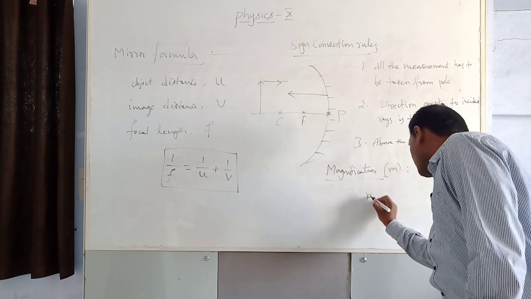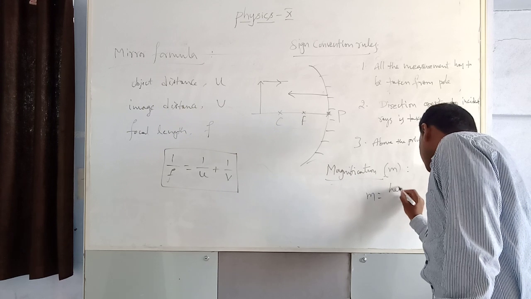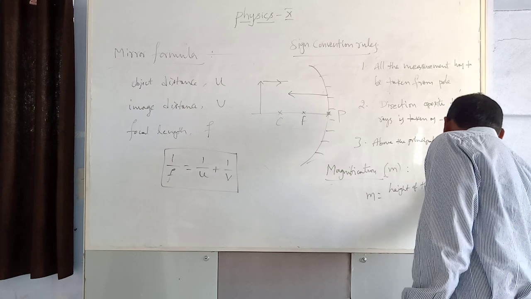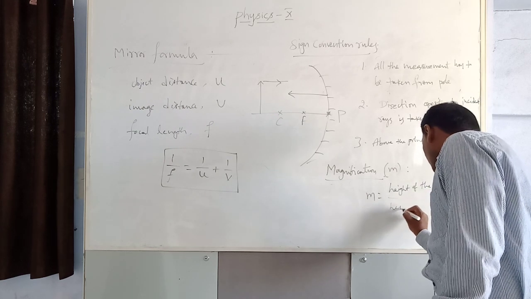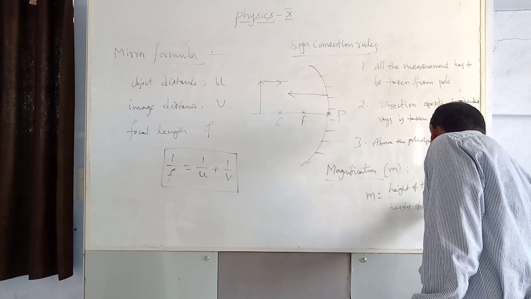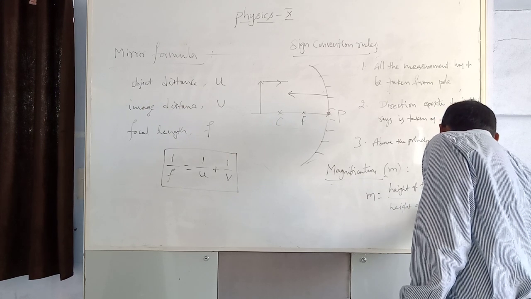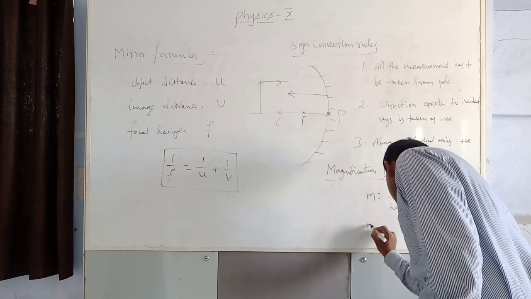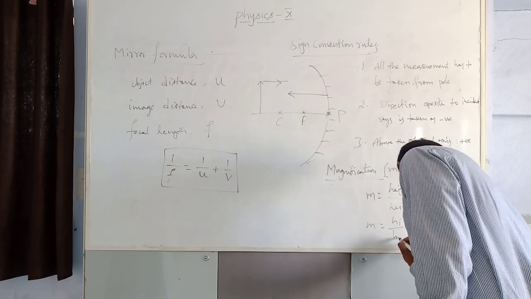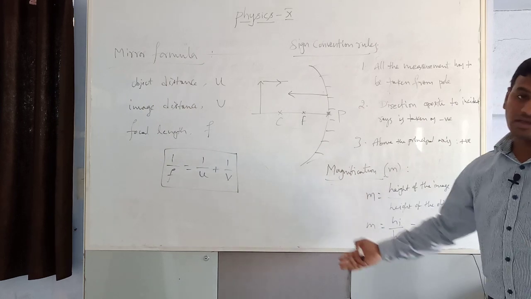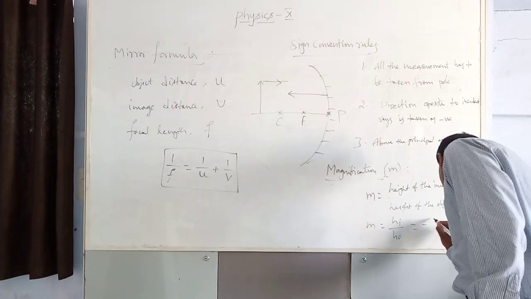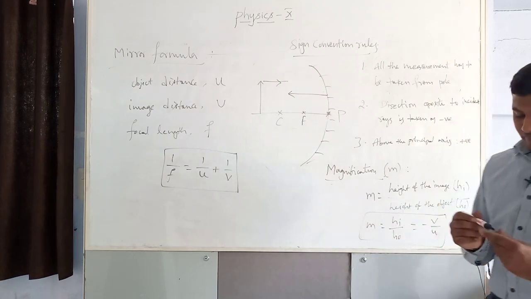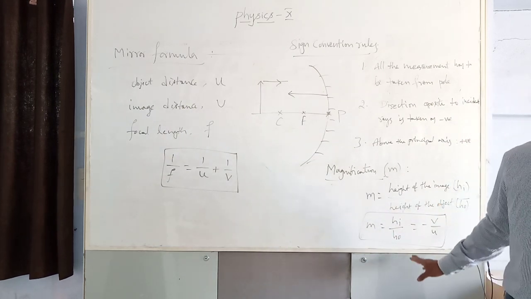Magnification, m is equal to height of the image, hi, by height of the object, h naught. So m is equal to hi by h naught. In terms of image distance and object distance, this can be written as minus v by u. So this is the formula for finding magnification. Okay, m is equal to hi by h naught, that is equal to minus v by u.